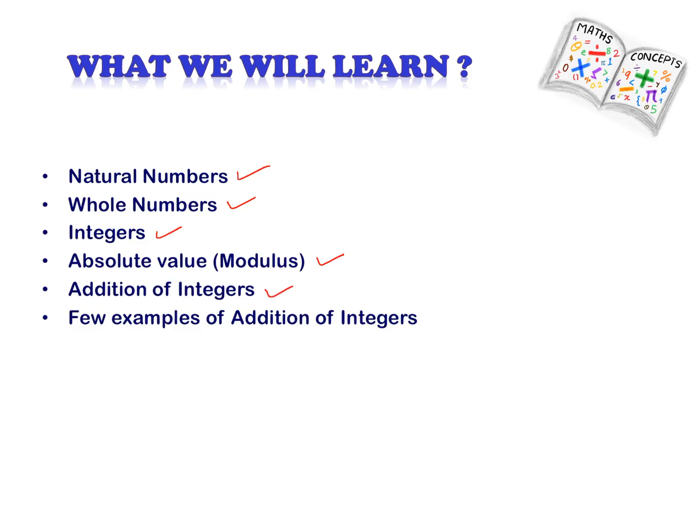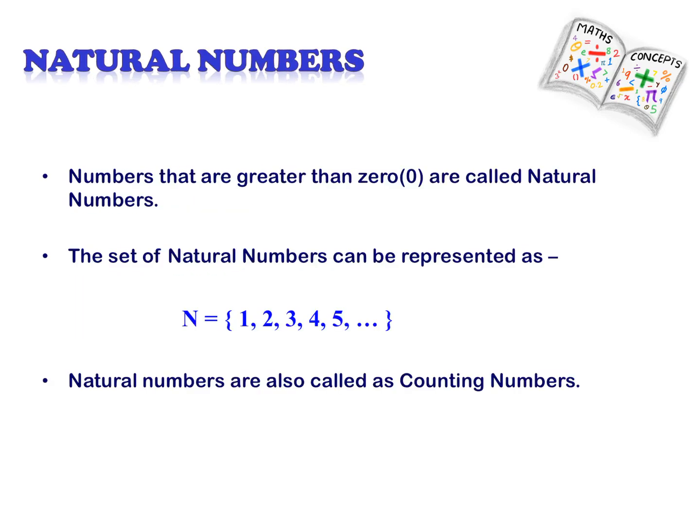After this, we will solve a few examples on addition of integers. Okay then, let's move to our first concept, that is natural numbers. What are natural numbers? All numbers that are greater than 0 are called natural numbers. The set of natural numbers can be represented as N equal to, in brackets, 1, 2, 3, 4, 5 and so on. Natural numbers are also called counting numbers. Examples of natural numbers would be 5, 10, 563. Any number that is greater than 0 is a natural number.